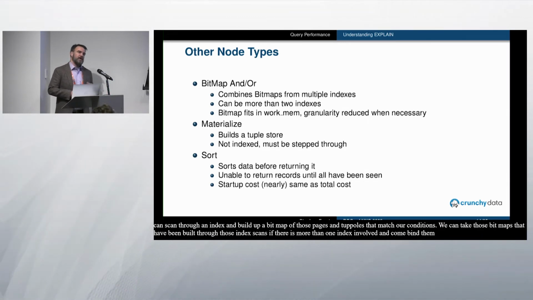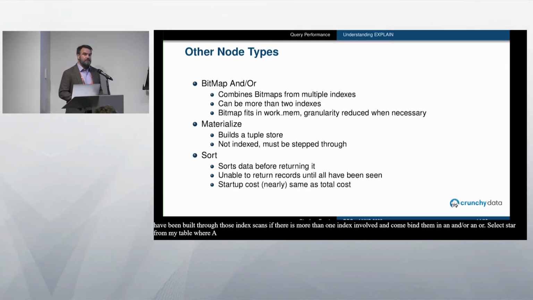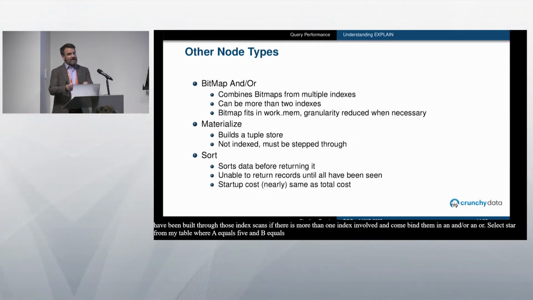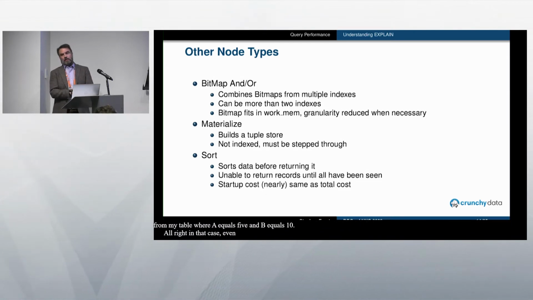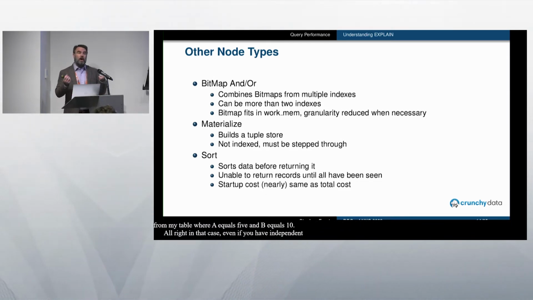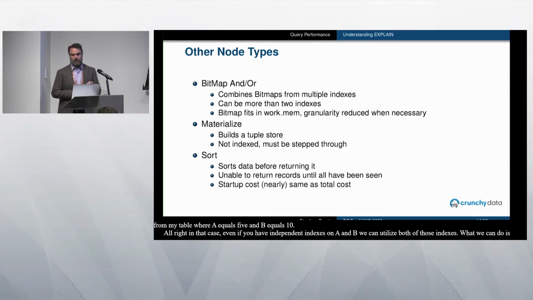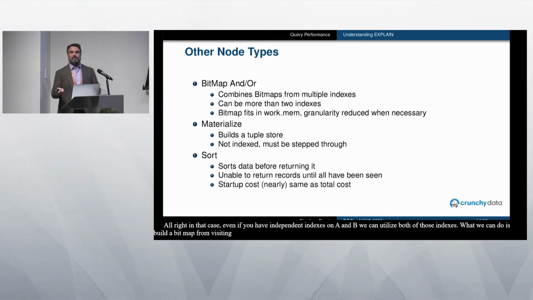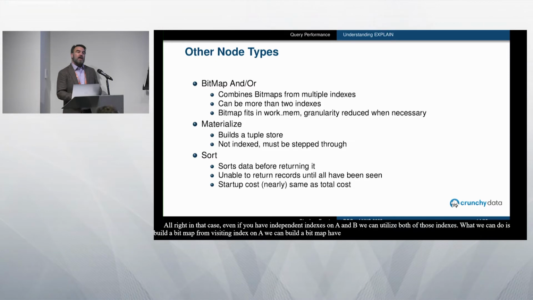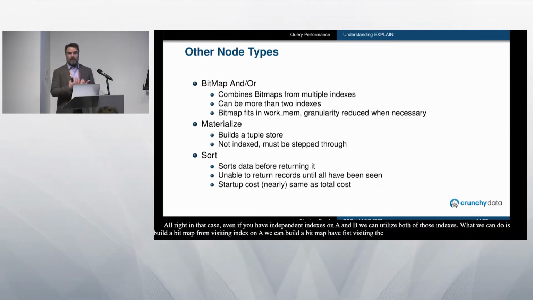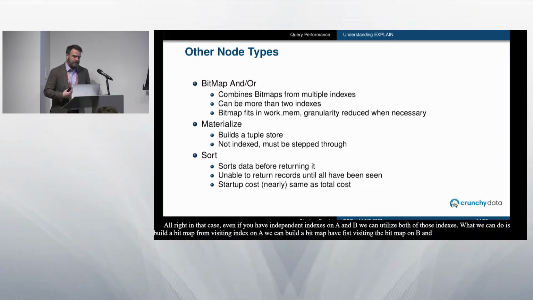So this is a case where you have like, select star from my table where A equals 5 and B equals 10, right? In that case, even if you have independent indexes on A and B, we can utilize both of those indexes, right? Because what we can do is we can go build a bitmap from visiting the index on A, we can build a bitmap from visiting the index on B, and then do a bitmap and to bring them together and eliminate, potentially, a lot of pages from having to be visited.